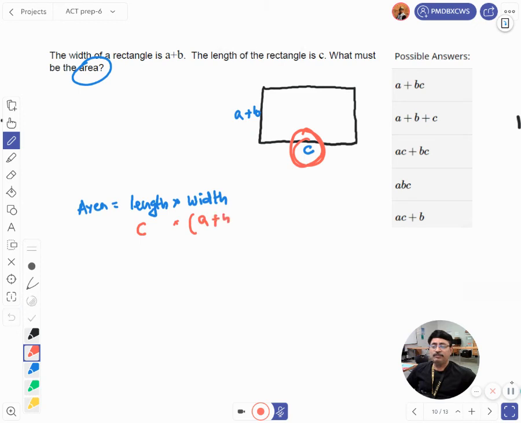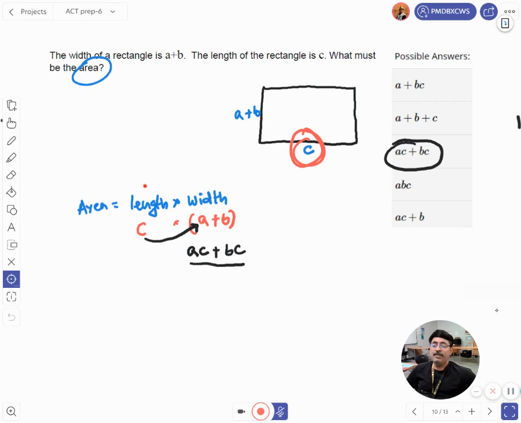Simple algebra, you can multiply that C times a, AC. Or you can write CA, but we write in alphabetical order. C times b is CB, but you can write in alphabetical order. Therefore, AC plus BC. So it's a pretty easy one. Again, quickly I am repeating: area is length times width. So just plug in these values and multiply, you get the answer. As simple as that.